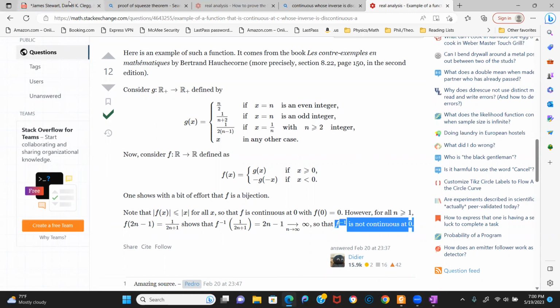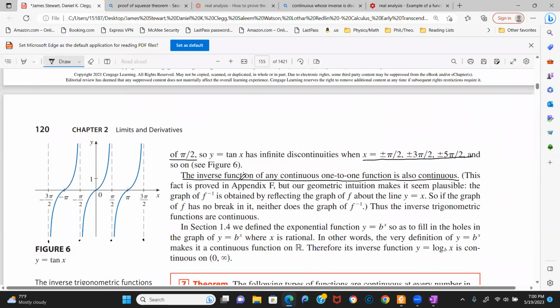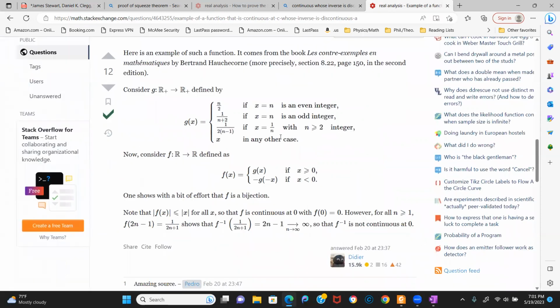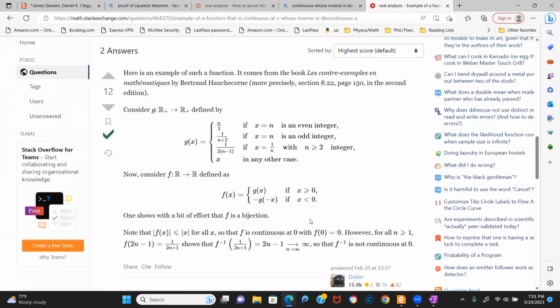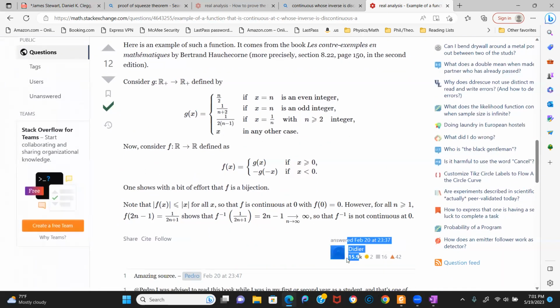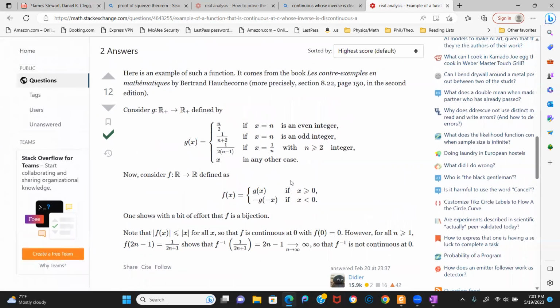So I don't know why this book made this statement that if you take the inverse of any continuous one-to-one function, it's also continuous. That's not true. I can't say I checked all the details. I mean, this guy's got 15,000 reputation. He's got 12 upvotes on this answer. So I'm just going to accept that. I didn't check the details. I just searched for this.